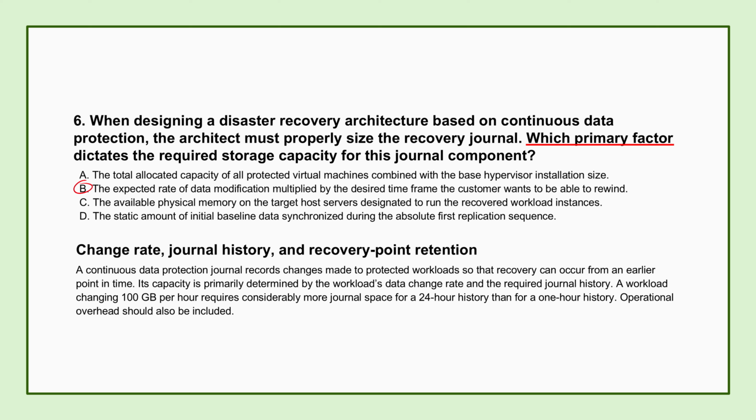So if my 100 terabyte environment is mostly static and only 1% of the data actually changes every day, then your daily change rate is just 1 terabyte. Oh. If your business requirement is to be able to rewind time to any second within the past 5 days, your journal only needs to hold 5 terabytes of data. Wow, that is a huge difference.